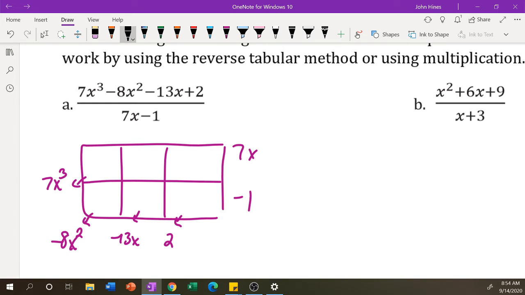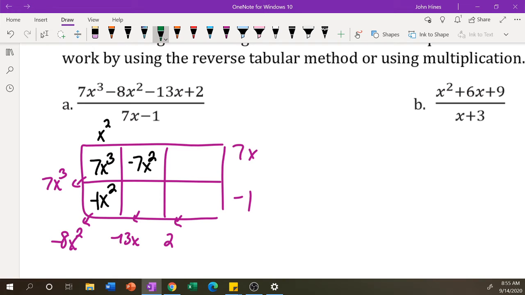So I'm going to push that first term back in the box. And then I ask myself, what times 7x is 7x to the third? Well, x squared. X squared times 7x gives me 7x to the third. And then I'm going to keep on multiplying. X squared and negative 1 gives me negative x squared. But how many of those do I need? I need negative 8 of them. Currently I have negative 1. So I think of the ladder. Am I climbing up the ladder or am I climbing down the ladder? In this case, I think I'm climbing down the ladder. I'm going down 7 more. I need 7 more negatives to get me to negative 8.